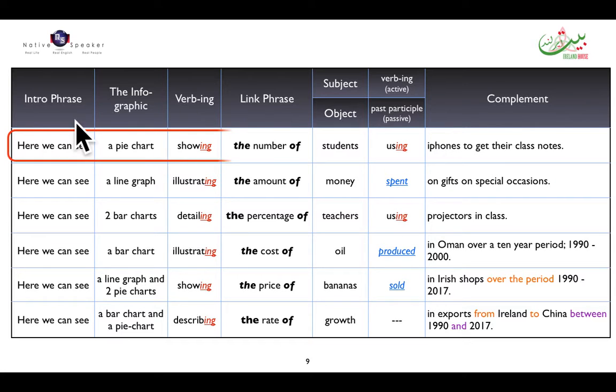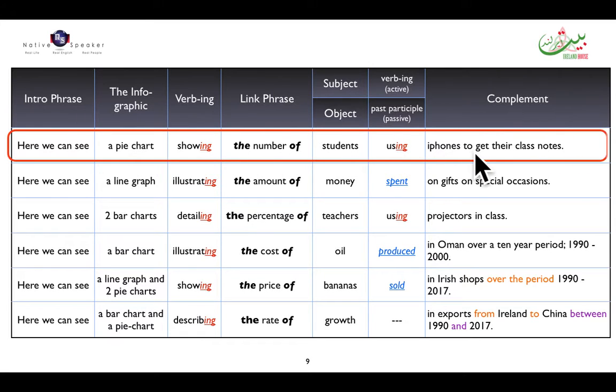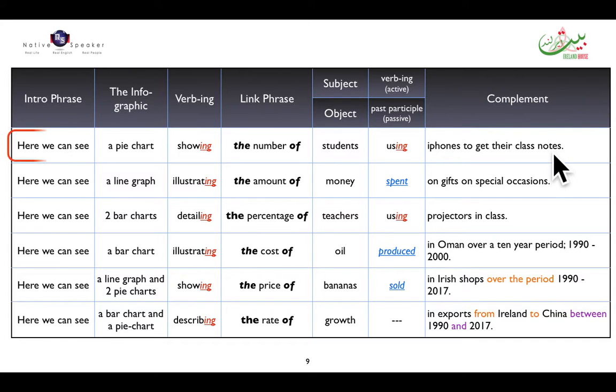Let's practice. Here we can see a pie chart showing the number of students using iPhones to get their class notes. Now, it's very important that we get muscle memory here, and if you can speak a sentence, you're on the path to being able to write it effectively. So in these slides, I'm going to ask you to repeat it yourself after I say it. So, now you.